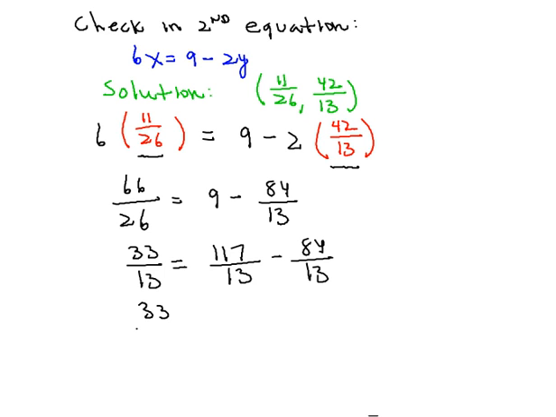So 33 over 13 on the left. And then 117 minus 84 does produce 33 all over 13. So our solution checks in the second equation. And as always, let me encourage you to check the solution in the first equation.